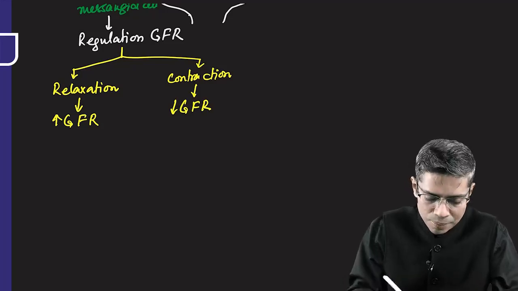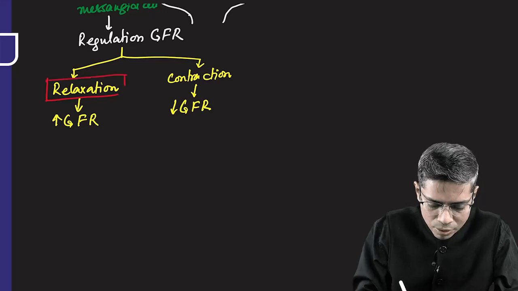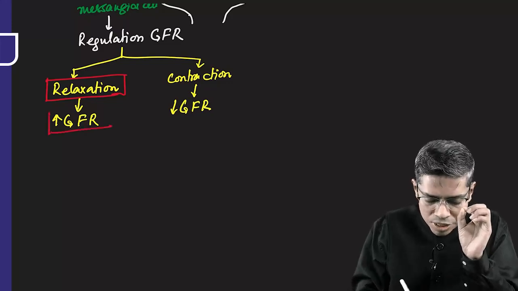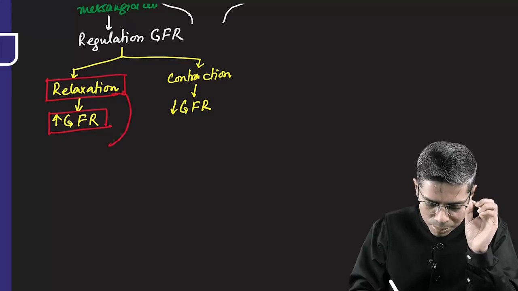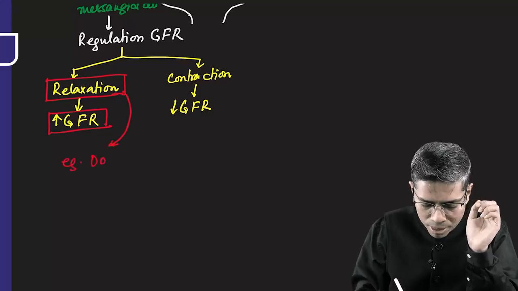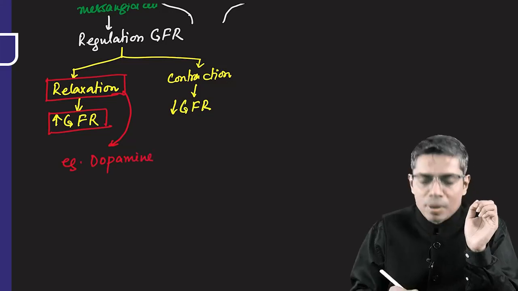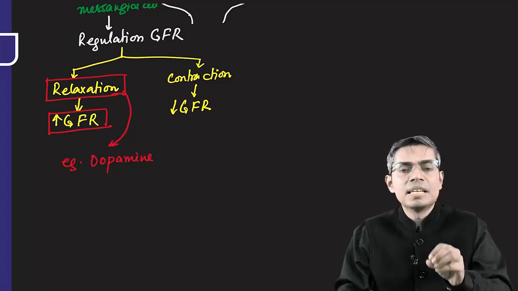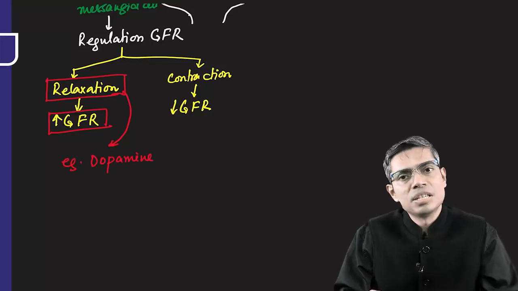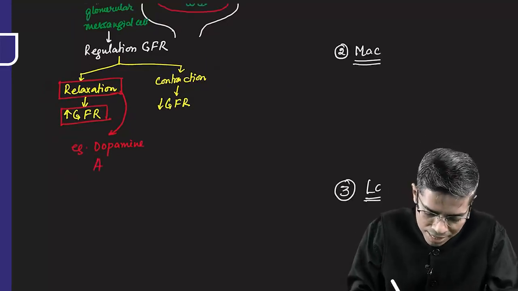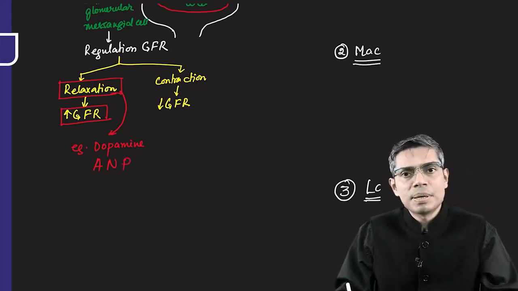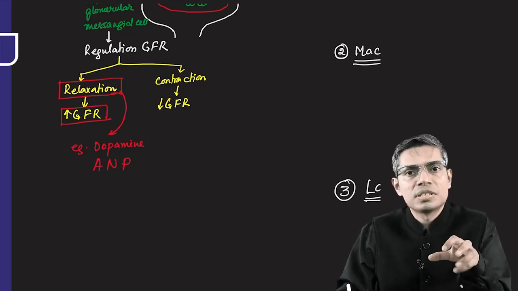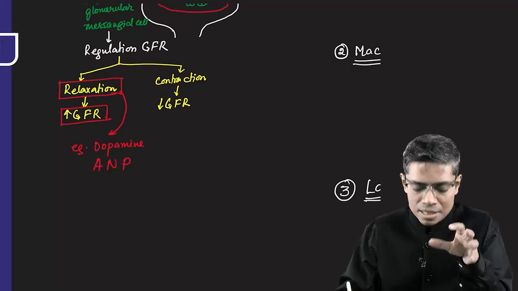Now there is an MCQ: what are the factors that cause relaxation of these intraglomerular mesangial cells, by which it increases the GFR? You have to remember that factors like dopamine are very, very important. Dopamine, by causing relaxation of these intraglomerular mesangial cells, increases renal perfusion and increases GFR. Very, very important point. Not only that, ANP, atrial natriuretic peptide, I have already told you in the previous lecture that it's a vasodilator, so it also causes relaxation of these intraglomerular mesangial cells.